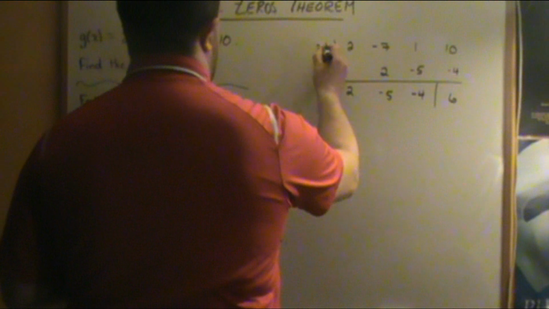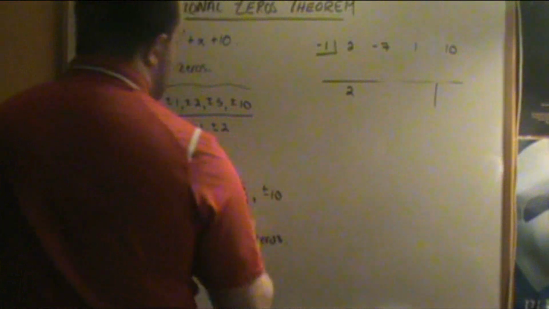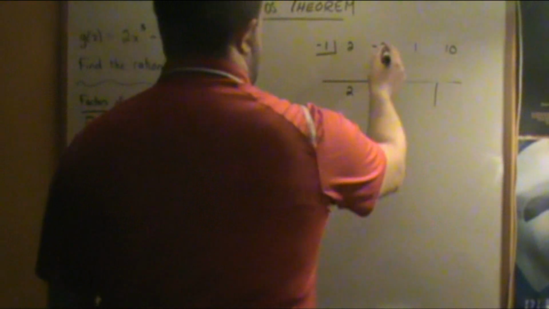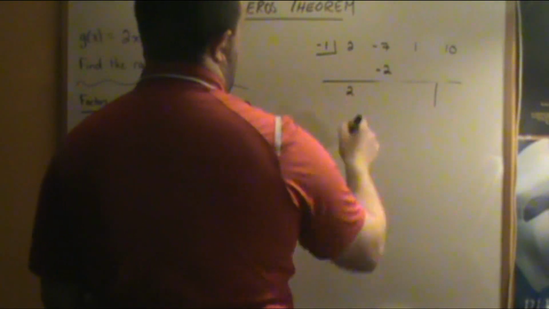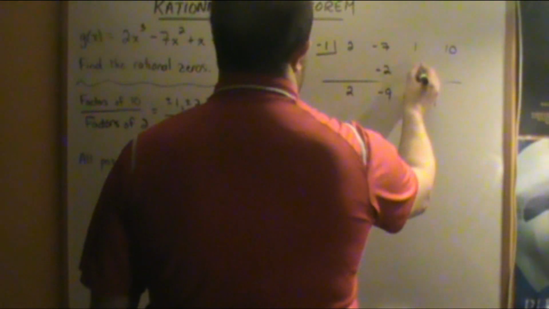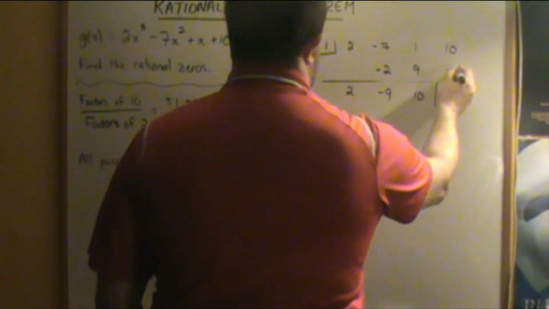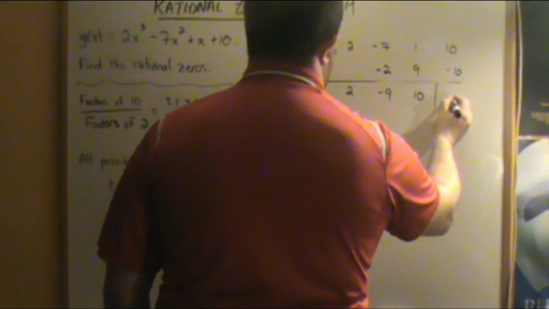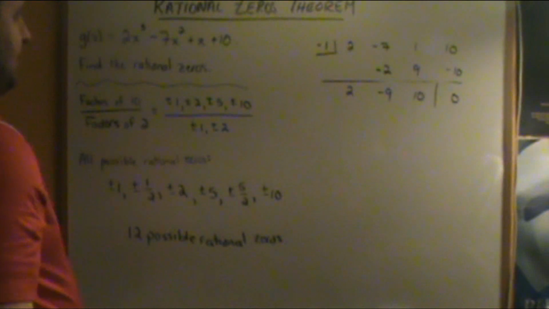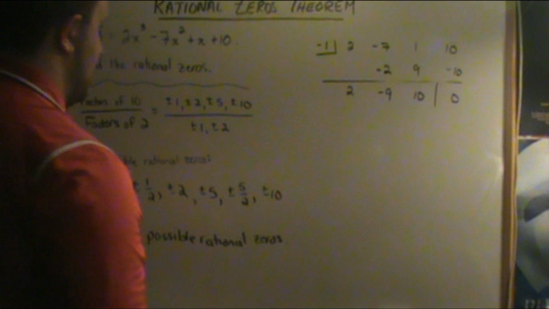Let's look at negative 1 now. Negative 1 times 2 is negative 2. Negative 7 plus negative 2 is negative 9. Negative 1 times negative 9 is 9. 1 plus 9 is 10. Negative 1 times 10 is negative 10. 10 plus negative 10 is 0. So guess what? That value there, negative 1, is a 0.